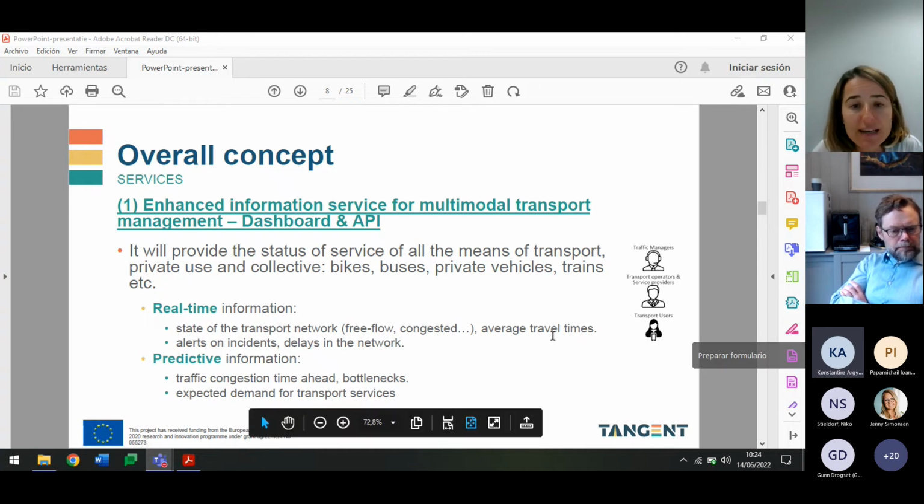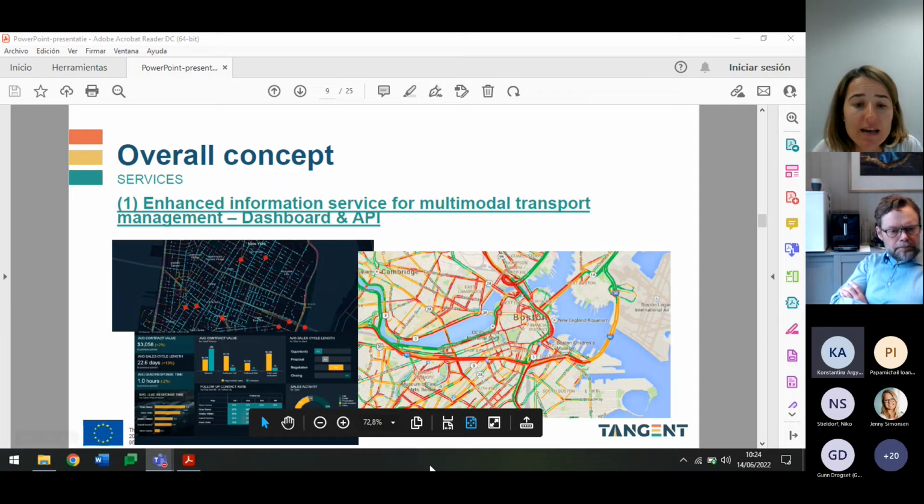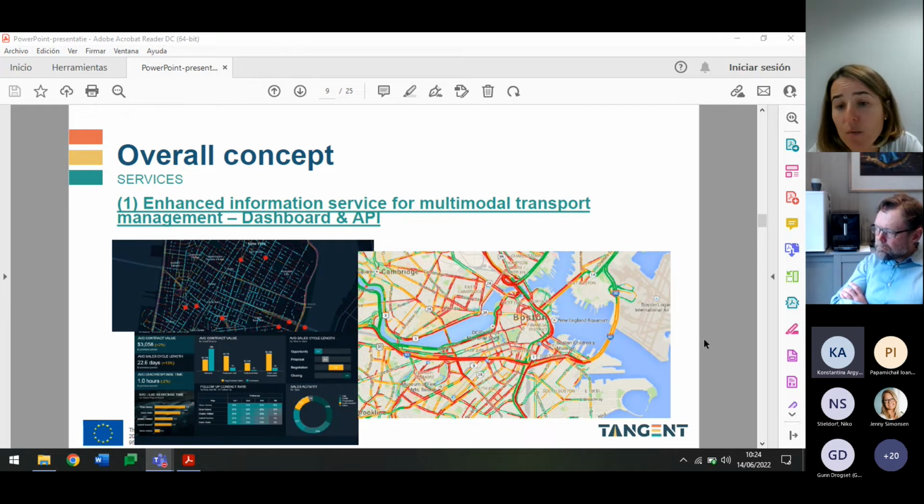So now, if we move to the next slide, here you can see how this service could look. It would be visualized on a map. Very probably we would show with different colors the status of the network. For example, green color could be free flow, and red color very high densities. And also there could be different indicators showing the information related to the network.